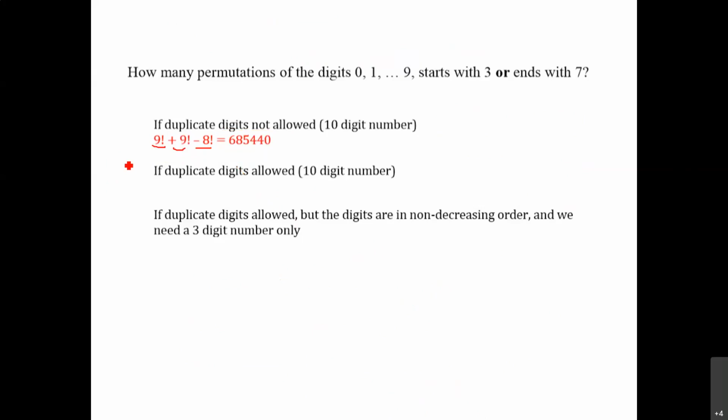Okay. What about the next one? Duplicate digits are allowed. Same first condition, and it's also a 10-digit number, but now duplicate digits are allowed. So in this scenario, I have 10 possibilities for the first spot. For the second spot, I also have 10 because duplicates are allowed. I could choose the same number or a different one. So I get 10 to the power 10 for all possibilities.